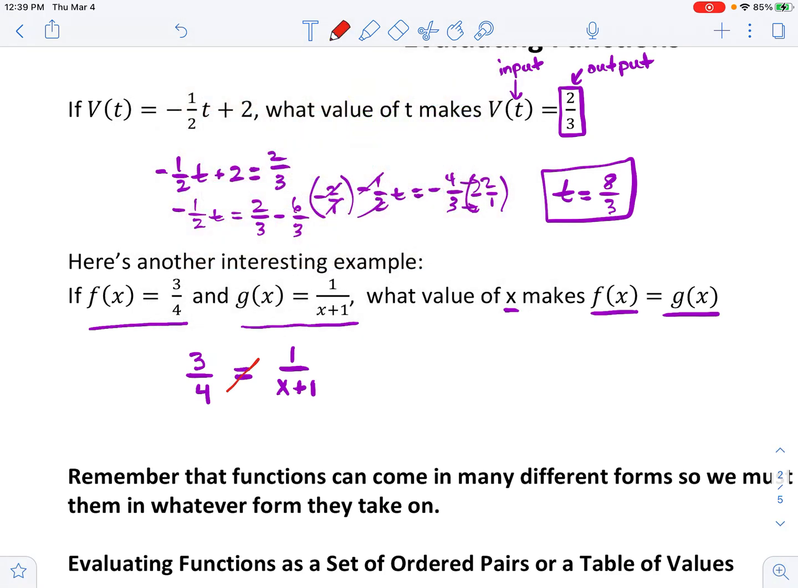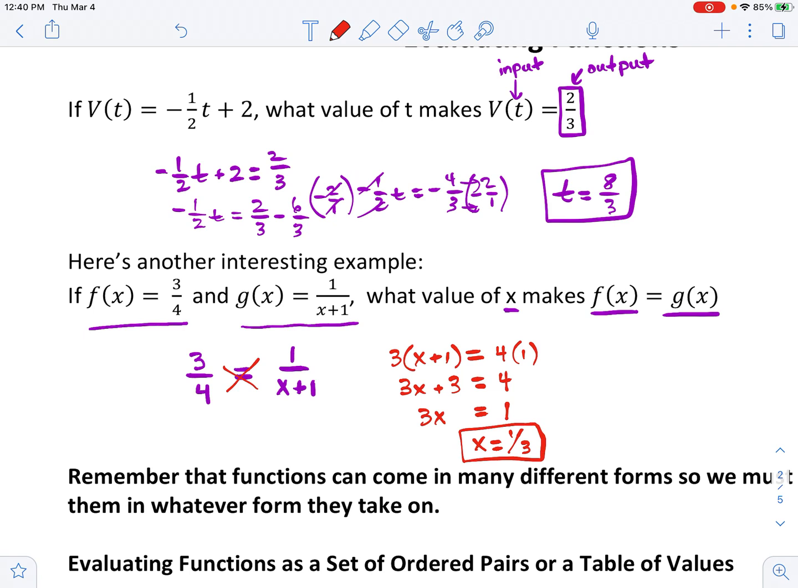And perhaps you remember that when we solve proportions, we cross multiply and we set the cross products equal to one another. So let's start with 3 times x plus 1. So we have 3 times the expression x plus 1 equals, and then we'll do the other cross product, which is 4 times 1. Distributing here, we get 3x plus 3. And on the other side, 4 times 1 is 4. A little solving: 3x equals 1, which means x is equal to 1/3.